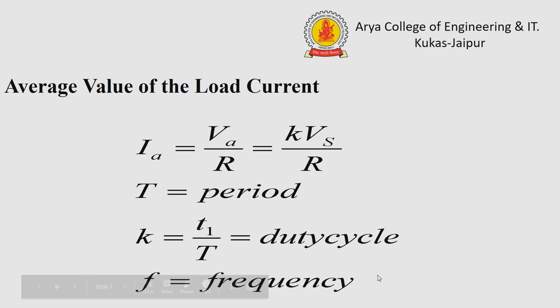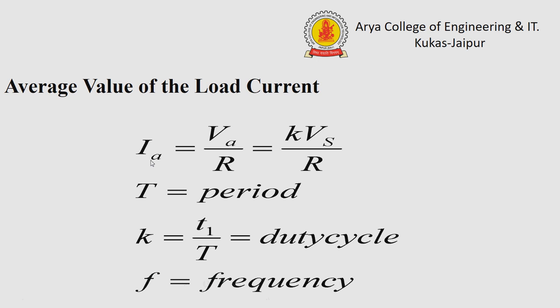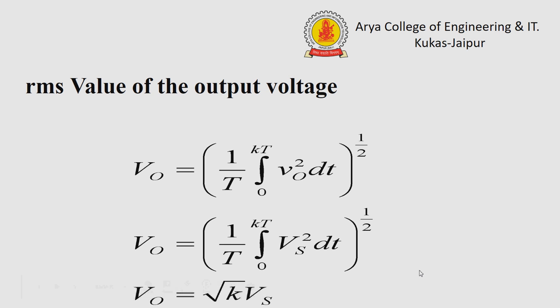Average value of the load current IA, we can denote IA or IO. So IA equal to V upon R equal to KVS upon R. VA is the voltage, KVS output voltage we note. T equal to time period, and K equal to small t1 upon capital T. Time t1 equal to switch on time, and time T equal to total time period t1 plus t2. K is called the duty cycle, and F is frequency.